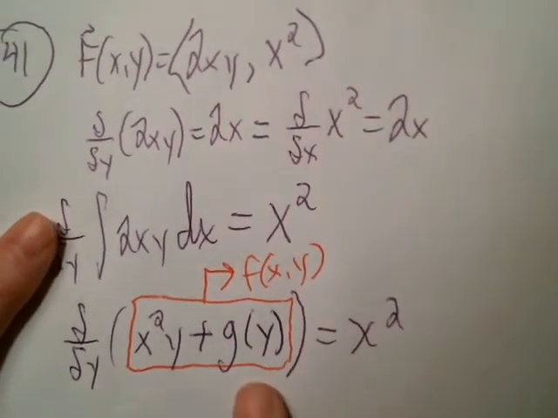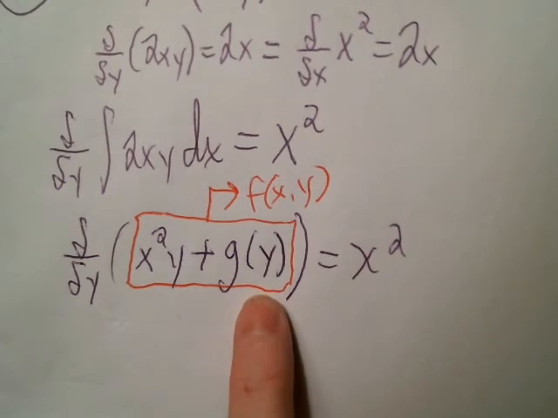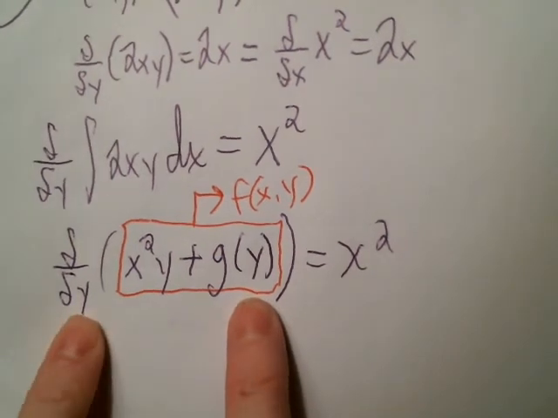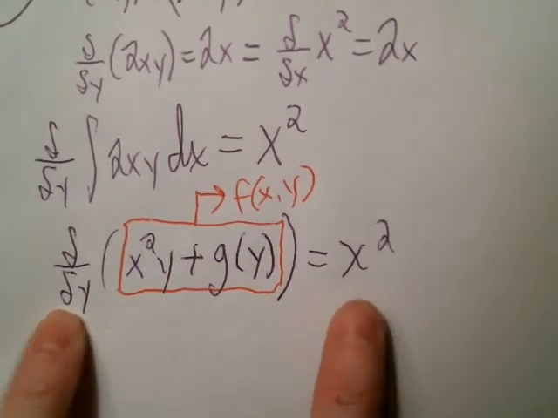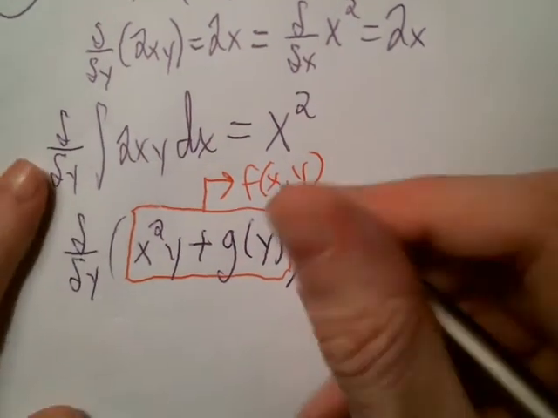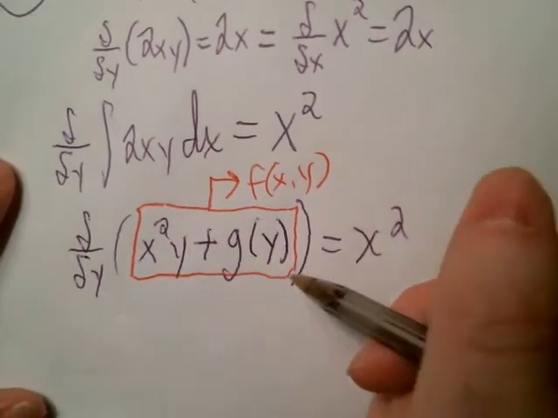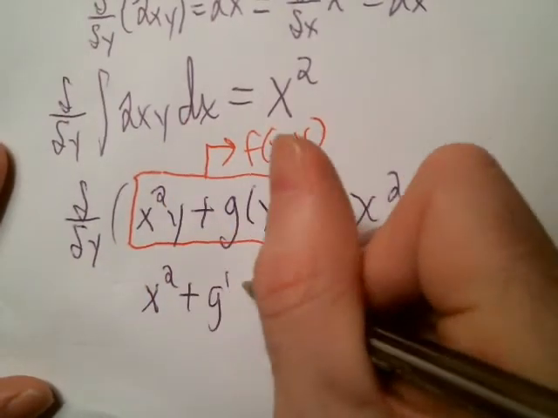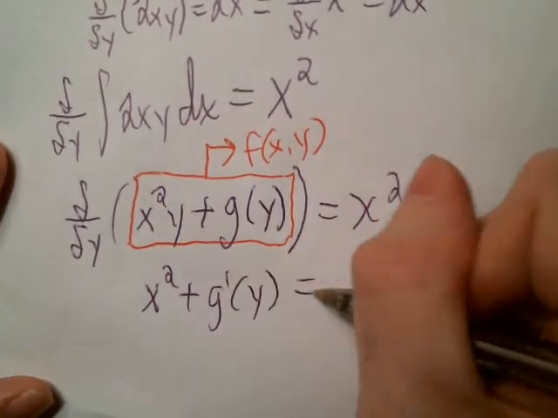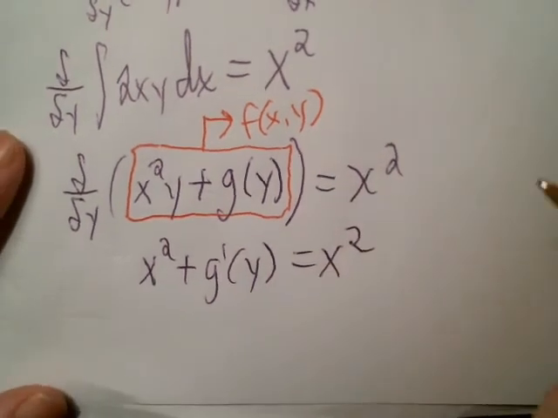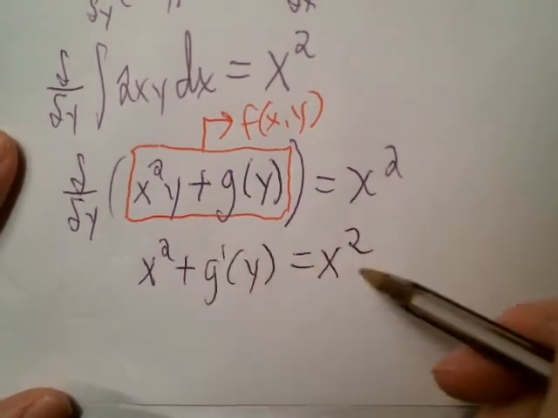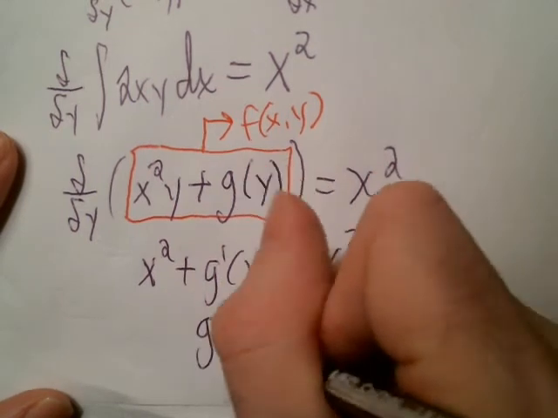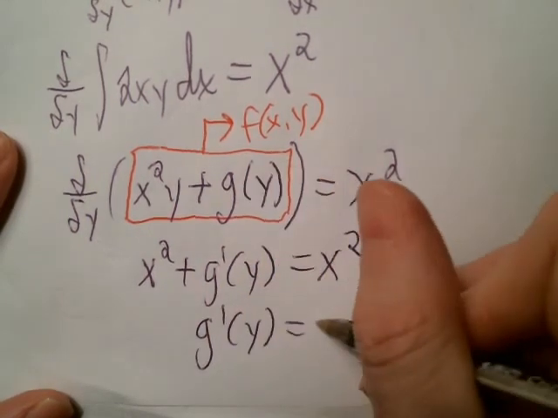But we still need to get this g of y thing. And that's why we do this other part. We still have to take its partial and set it equal to this. So I take the partial of this with respect to y. That will give me x squared plus g prime of y. And that equals x squared. And then subtract x squared from both sides, and you end up with a differential equation.